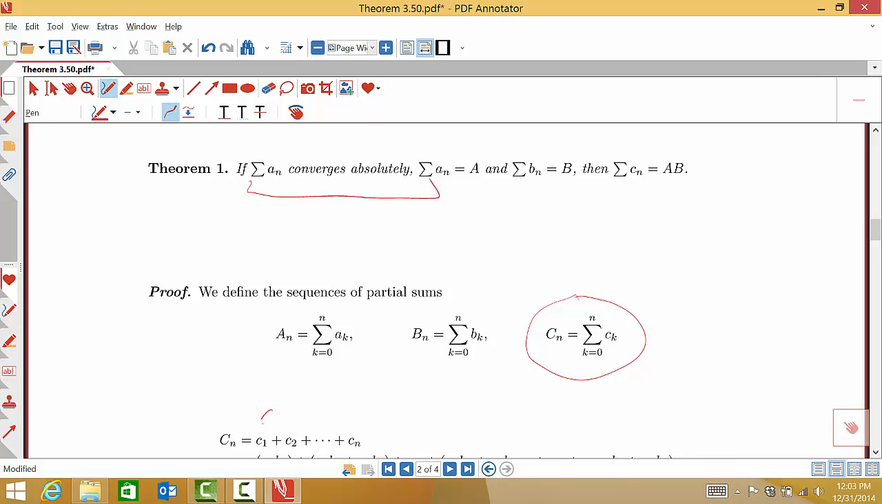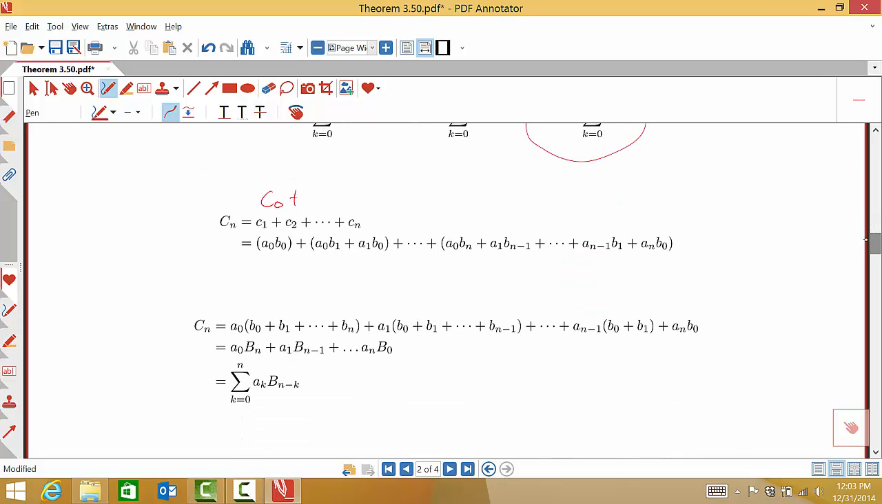C sub n, if we start, should actually start with C0 plus C1 plus C2 dot dot dot up to Cn. What we need to do is figure out how we can show this tends, as n goes to infinity, to a times b. Now, as it's written right now, it's not very helpful. We need to really take advantage of the structure that we've got here.